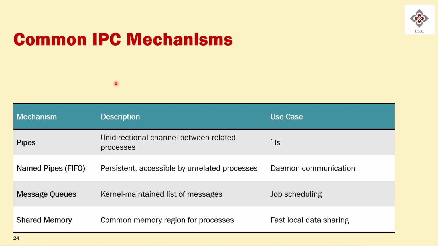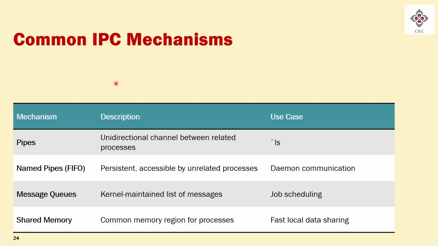The pipe is a unidirectional channel between related processes. So, here there should be an ancestral relationship between the processes which are interacting, like parent and child. So, you can use pipes for that. It can send at one end and receive at the other end. Similarly, we use named pipes. This is for communication happening between unrelated processes, where there need not be an ancestral relationship like parent and child. It can be two different processes, and they can use named pipes.